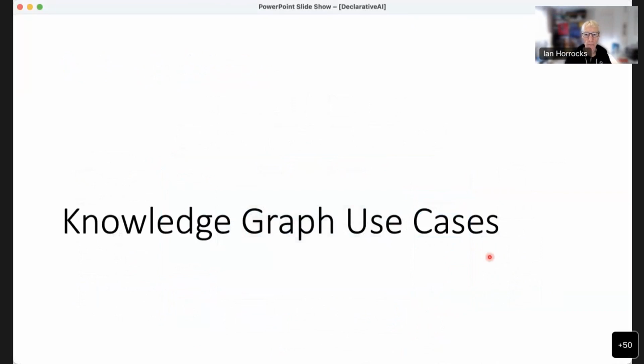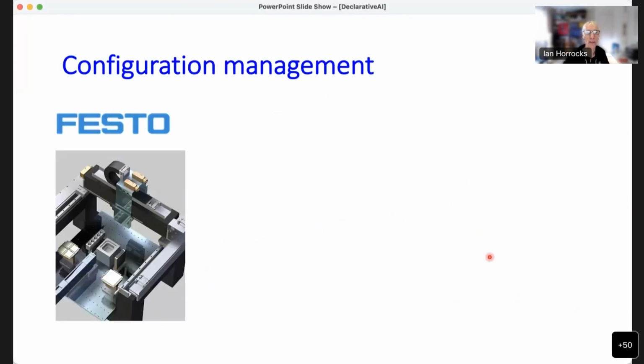Okay, so I'm just going to finish off in the last few minutes by mentioning a few of the applications where we have successfully managed to deploy RDFox in industry. I think one of the most interesting and successful ones has been configuration management. And one of the applications there is at Festo, which many of you probably know already.